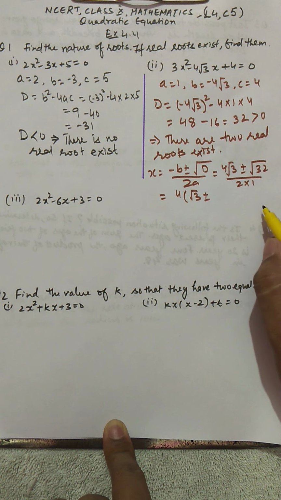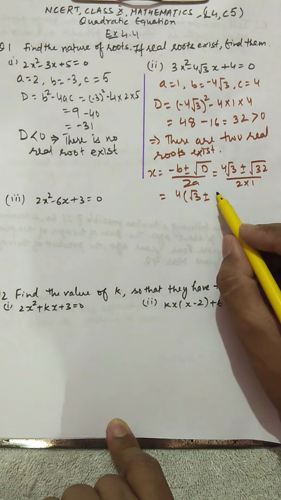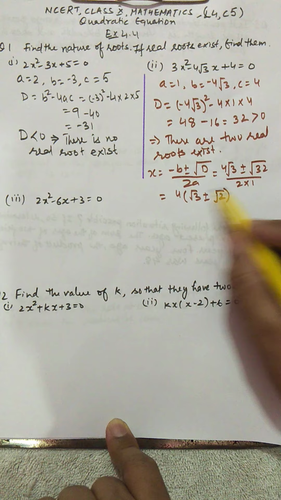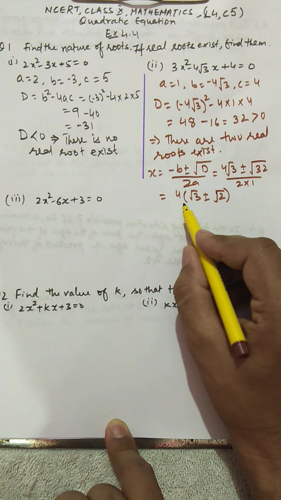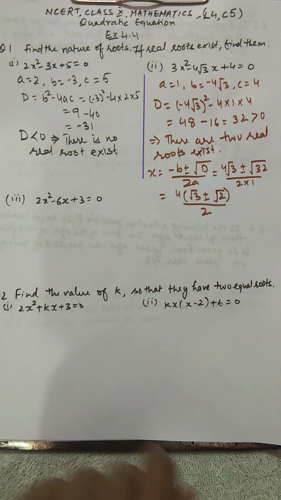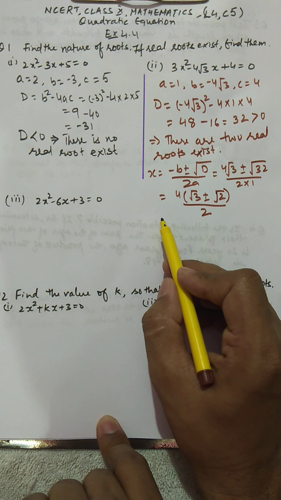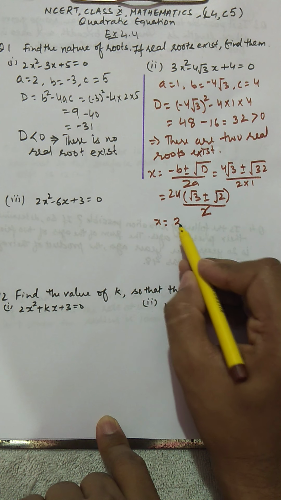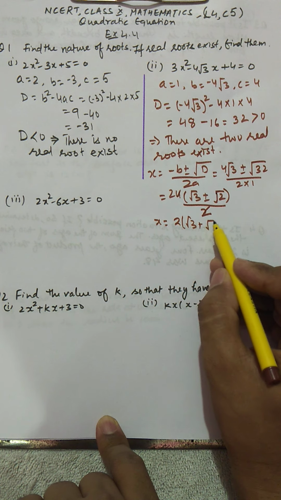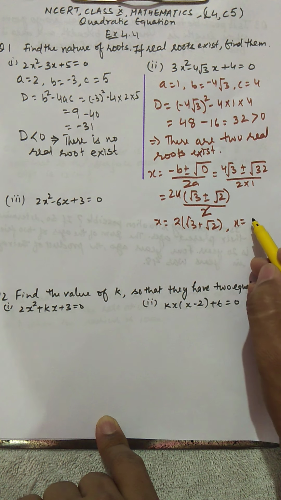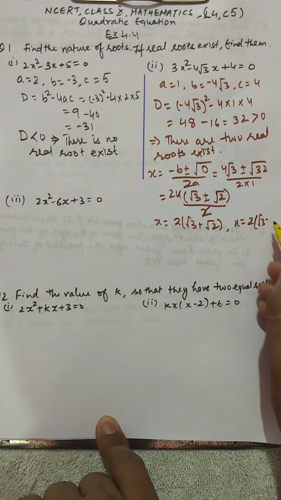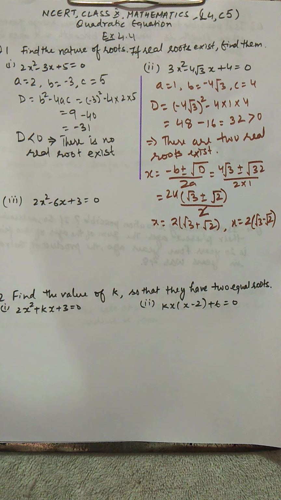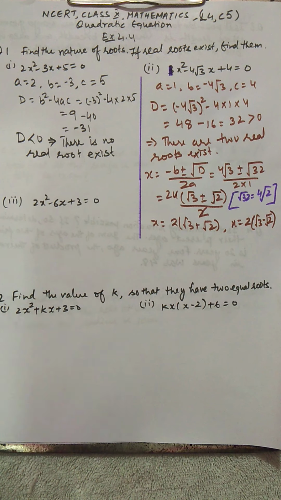I'm writing this 32. You know that root 32 can be written as 4 root 2. So you can take 2, 4 you have already taken common, and this is now going to be 2. So you have two answers. First, x will be, you can simplify this 2. So first will be 2 root 3 plus 2, and the second one will be 2 root 3 minus root 2. So these are the two answers that were possible.